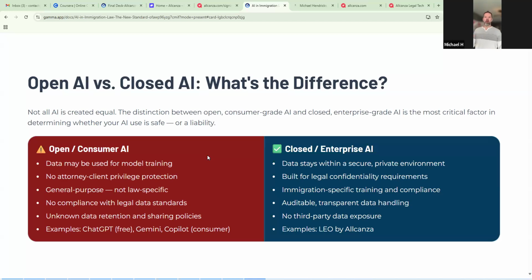So, open or consumer AI: data may be used to train the model. No attorney-client privilege.